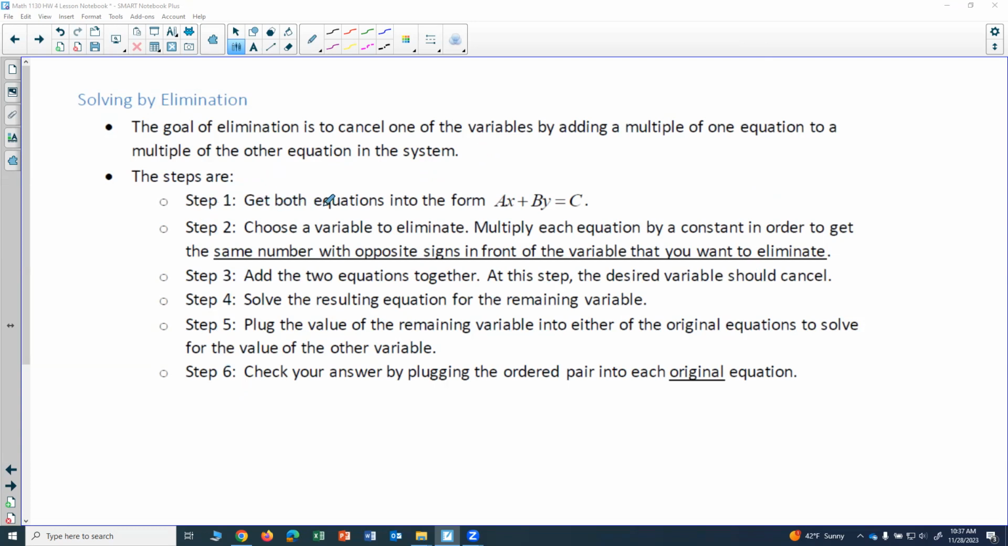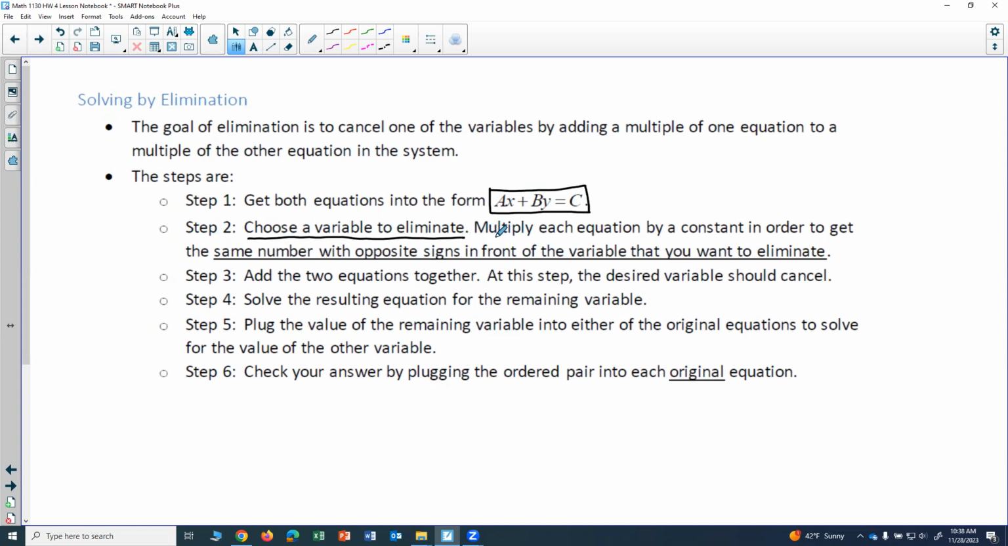First one is get both equations into the form ax plus by equals c. So we need to have both equations in this standard form before we can start solving by elimination. Step 2, choose a variable to eliminate. So this is going to be a choice, and you can usually find one that's slightly easier than the other. If not, it doesn't matter which one you pick. You can eliminate the x or eliminate the y.